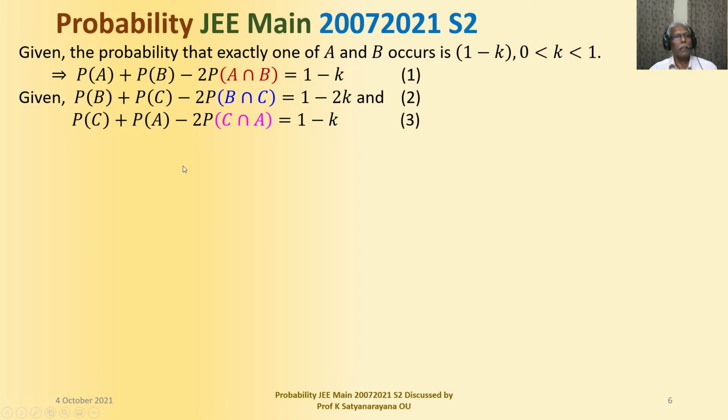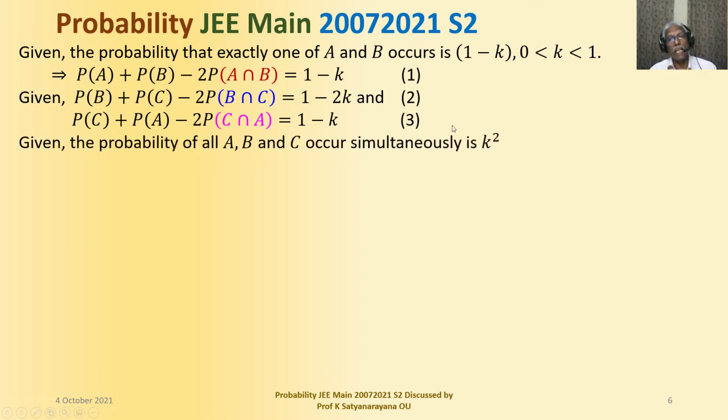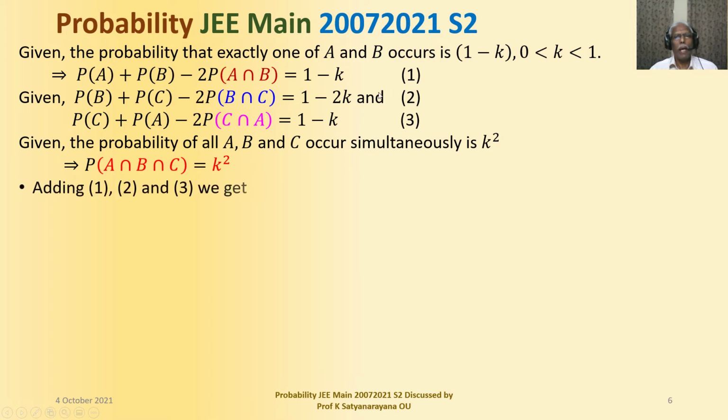Now, given the probability of A, B, and C occurring simultaneously is k square. Simultaneous means A occurs, B occurs, and C occurs. That is, probability of A intersection B intersection C is equal to k square. Now we add equations 1, 2, 3. Then we will get 2 times probability of A, 2 times probability of B, 2 times probability of C minus 2 times probability of A intersection B minus 2 times probability of B intersection C minus 2 times probability of C intersection A.